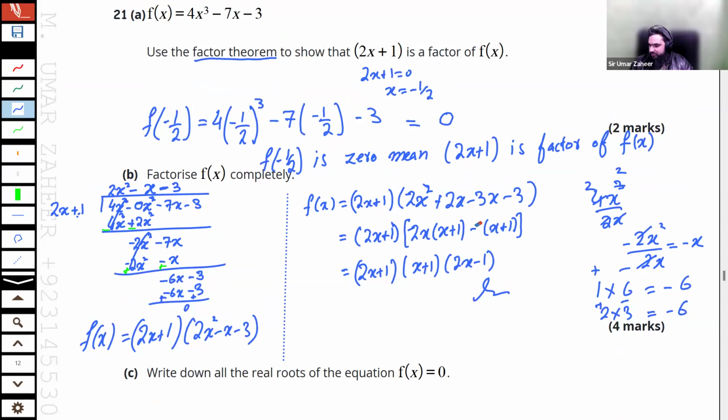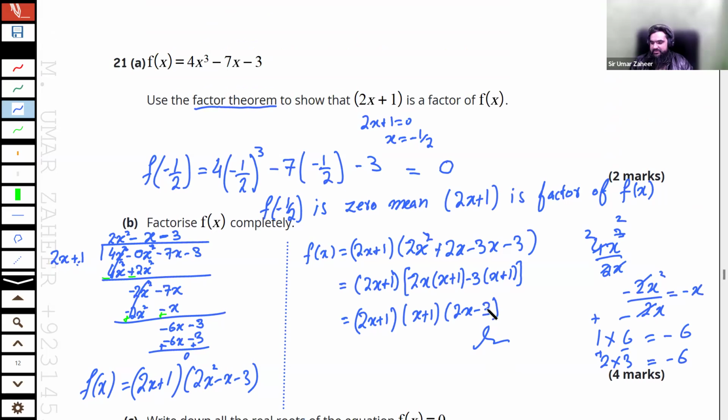Just minus 3. So this value will be minus 3. Yes, anyone having a question till here? No, sir.